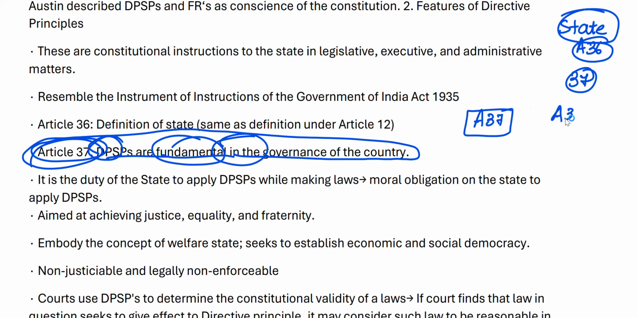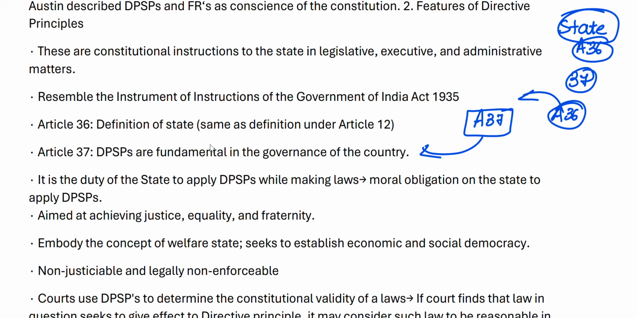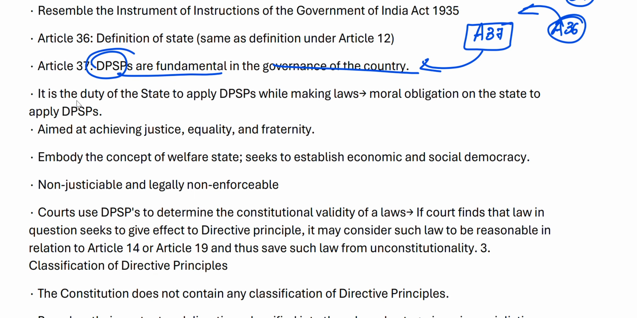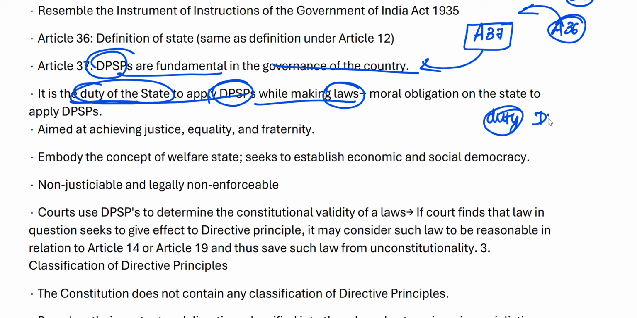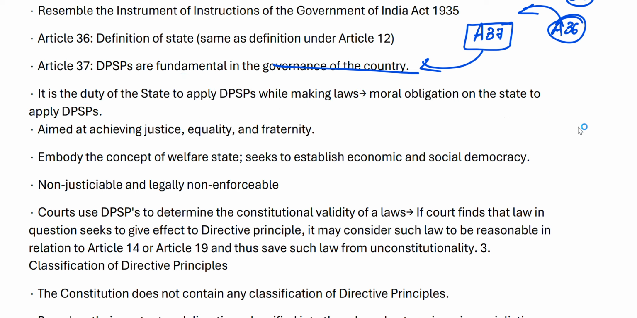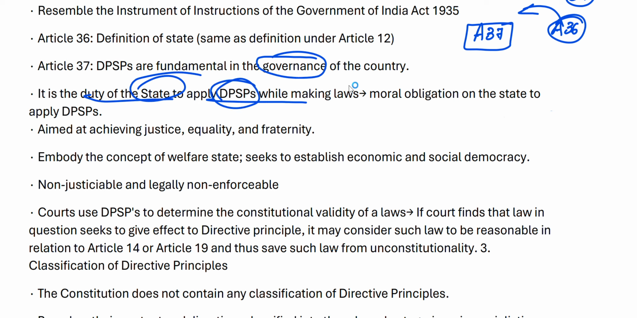Now, what is Article 36? Article 36 is the definition of the state, and Article 37 is related to DPSPs being fundamental in the governance of the country. It is the duty of the state to apply the DPSPs while making laws. Governance of the country is carried out by the state, so it is the duty of the state to apply DPSPs while making the laws. It is a moral obligation on the state to apply the DPSPs.